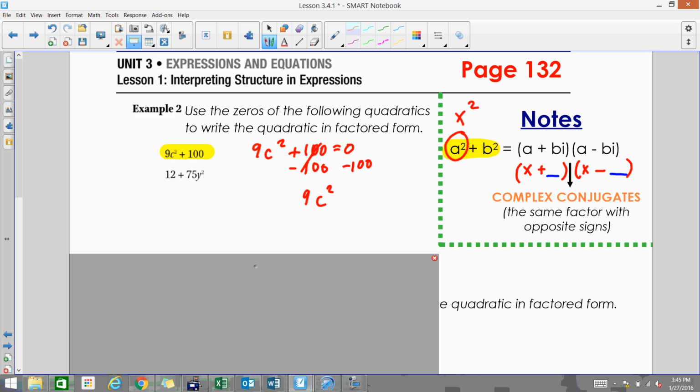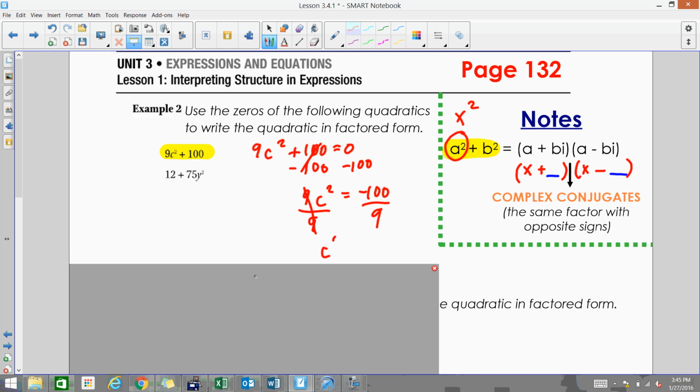So 9c squared equals, 0 minus 100 is negative 100. We divide by 9. Now, here's the thing. Negative 100 divided by 9 is not going to simplify nicely, so just leave it there for a second, because we're going to get c squared equals negative 100 over 9, and how do we undo squaring something? We square root it.